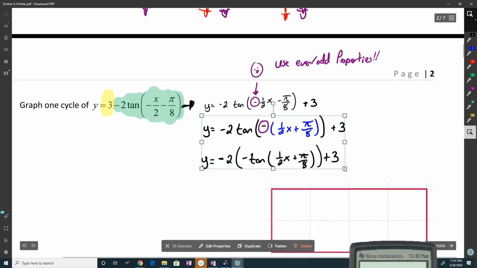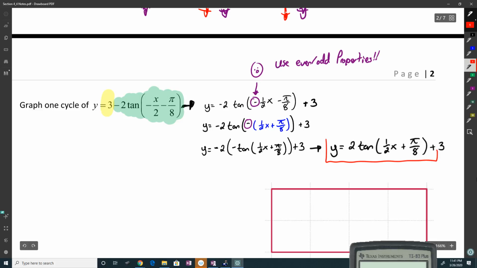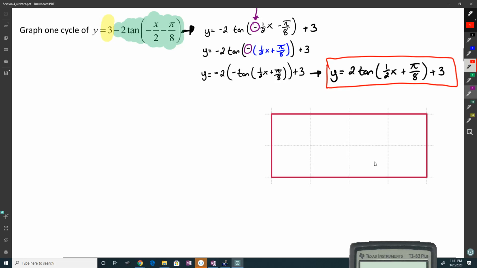There we go. But your final answer that you get from this is the negative times a negative gives a positive. So y equals 2 tangent 1/2 x plus pi over 8 plus 3. So anyway, that's our equation. Now that we have that, we can start to analyze it. So notice that it goes up 3. So that means that this is 3 in the middle. And this is going to be the amplitude plus 3.